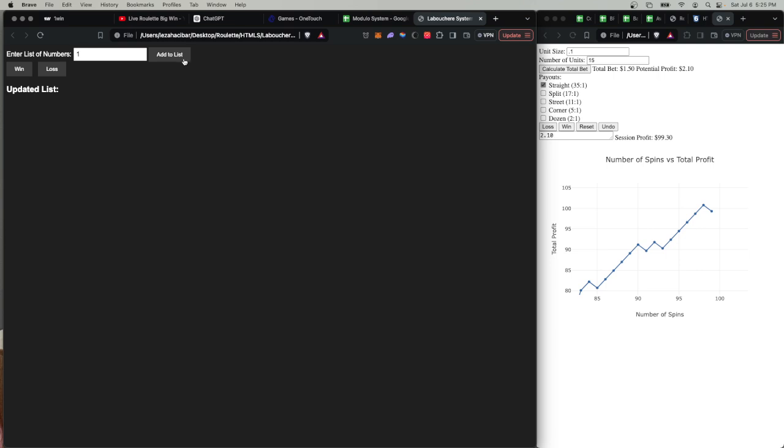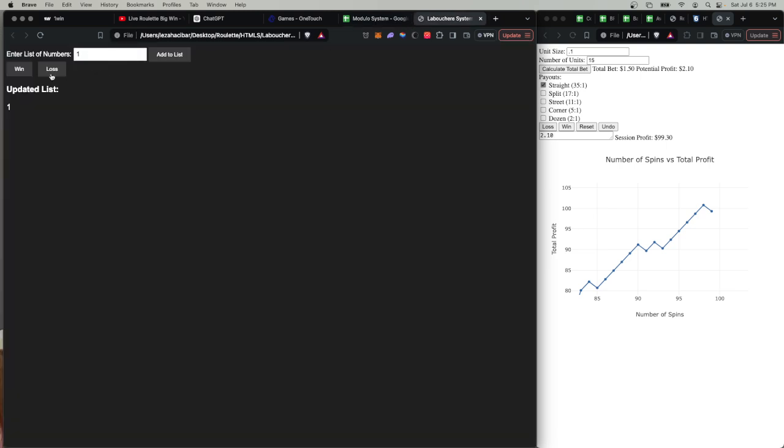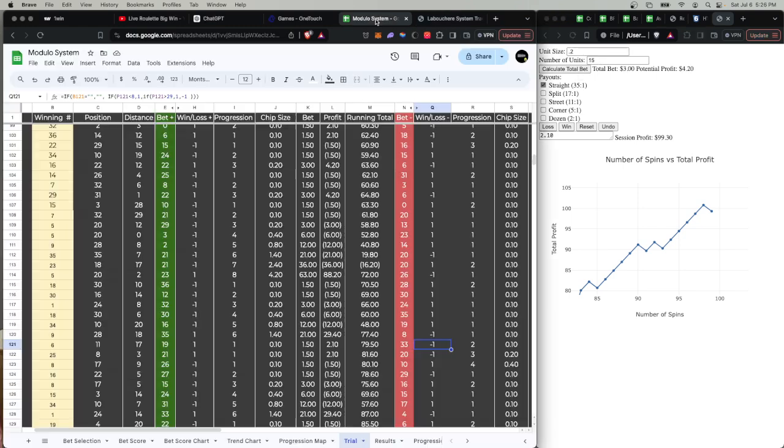So we add our loss, and then we know we lost again. So we add a loss. Now we're on our 2-unit bet. And we change trends. We go from the negative side, because we lost twice, to the positive side. And you can see we won. So we won.